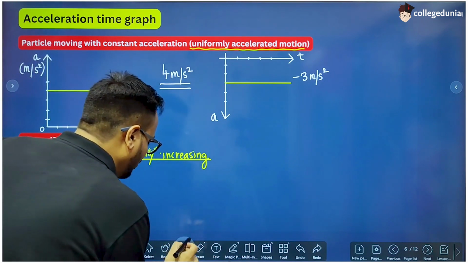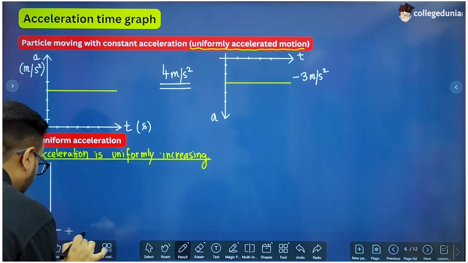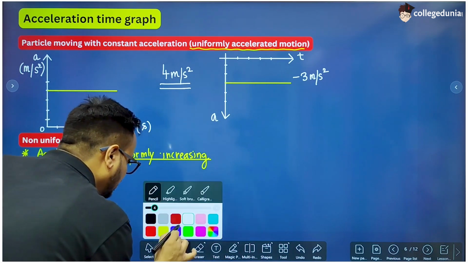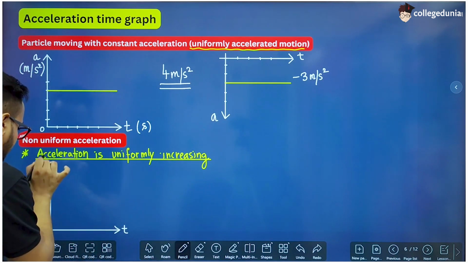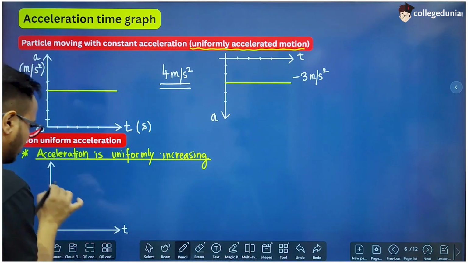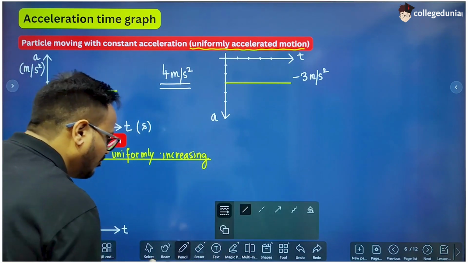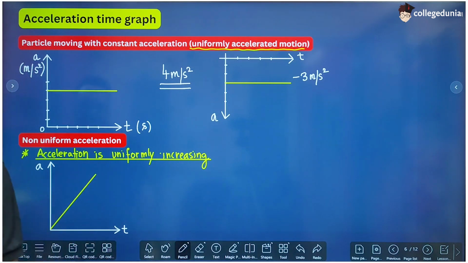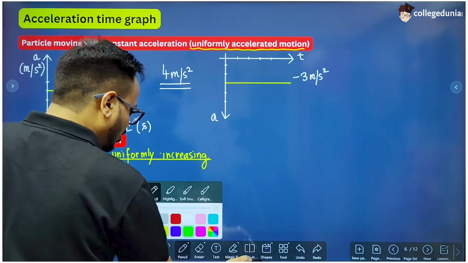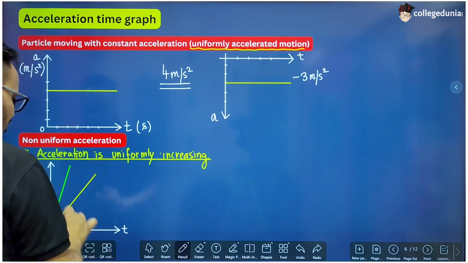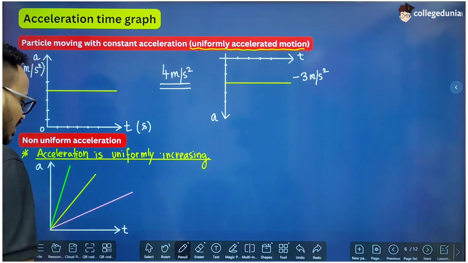When the acceleration is uniformly increasing, we will get a graph like this. This is again time axis and this is acceleration axis, and acceleration is uniformly increasing, so we will get a graph like this, right? If the rate of change of acceleration is more, then obviously the slope of the graph is more. If the rate of change of acceleration is less, then the slope of the graph will be less.